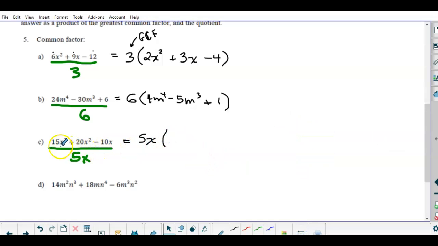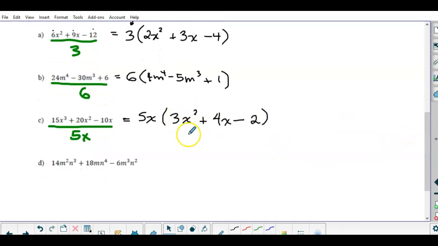So 15x cubed divided by 5x. 15 divided by 5 is 3. X cubed divided by x is x squared. Then plus 20 divided by 5 is 4. X squared divided by x is x. And then minus 10 divided by 5 is 2, and the x's divide out. You know that you've found the greatest common factor if you look at your brackets and there's nothing more that you can divide into the coefficients, and there's not the same variable in all the terms.